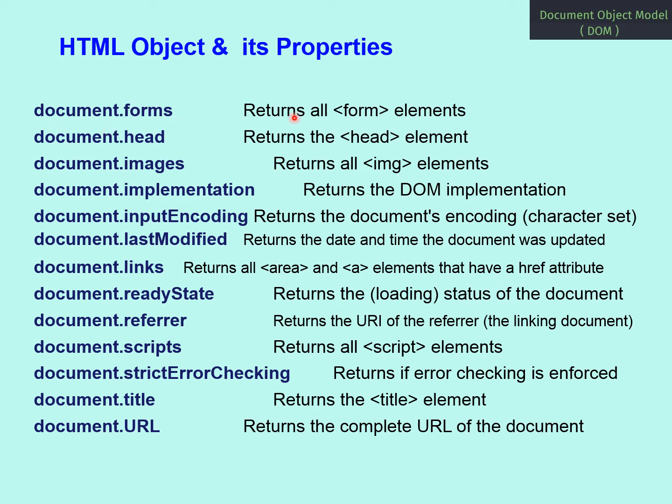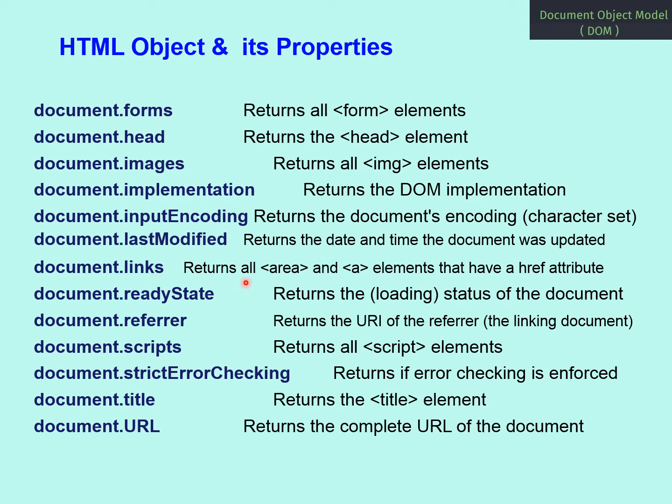Document.forms. It returns all the form elements in the web page. Document.head. It returns the head element. Document.images. It returns all the image elements in the web page. Document.implementation. It returns the DOM implementation. Document.inputEncoding. It returns the document's encoding character set. Document.lastModified. It returns the date and time the document was updated.